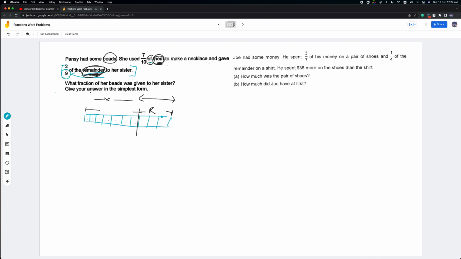A lot of teachers used to teach students to cut. But I don't like cutting because why? It will be too messy. You can see that I have to cut, and then the units are going to get so small, and sometimes it gets confusing.